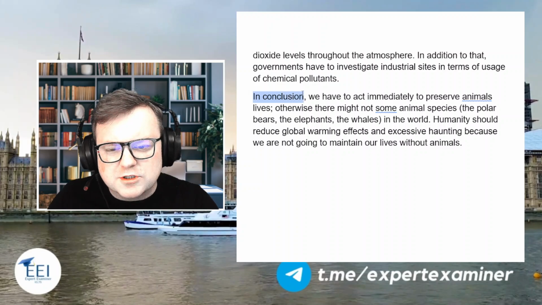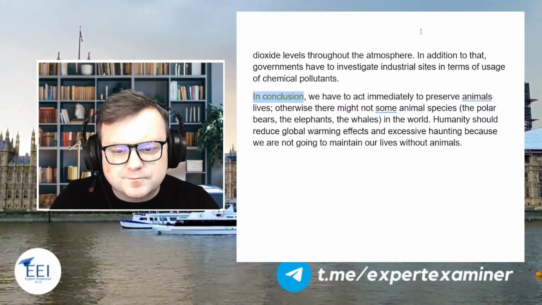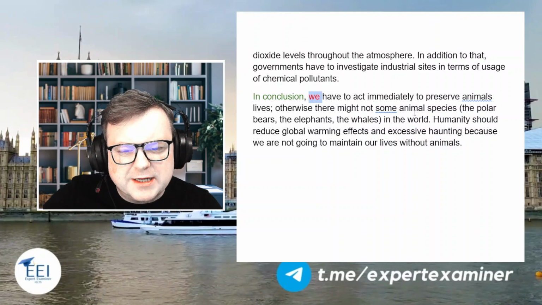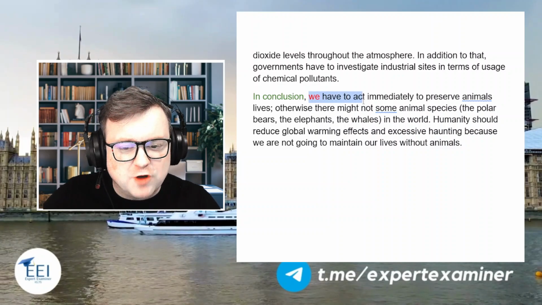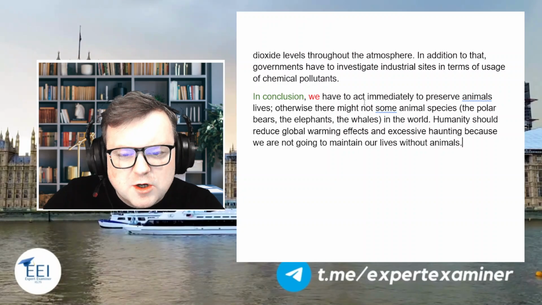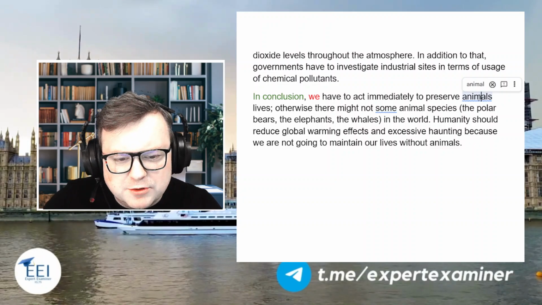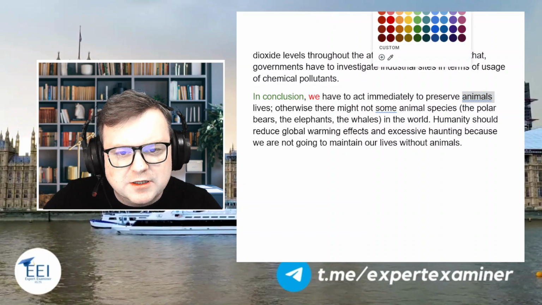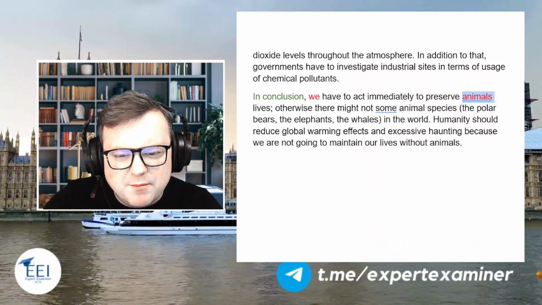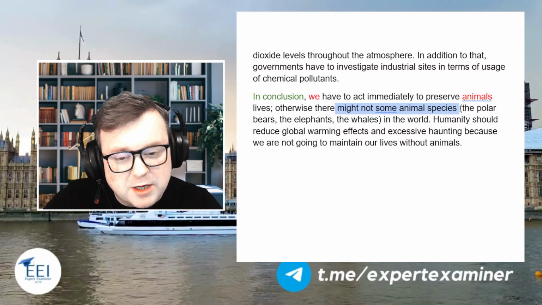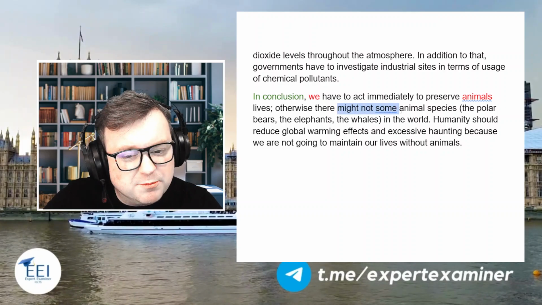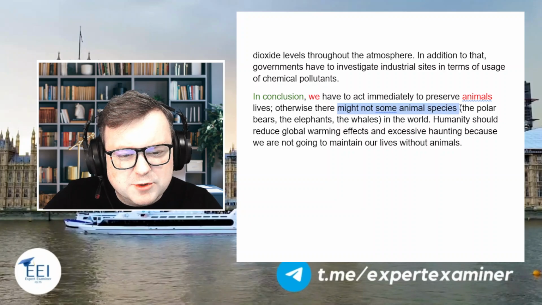In conclusion, good signposting language. We, again, feels a little bit personal. We have to act immediately. Sure, this is a nice reflective comment, but leave that for the end. We want to summarize your main ideas first. We have to act immediately to preserve animals' lives. Otherwise, some animal might not some. Where is our verb here? Okay, we have might as our modal verb, but we need another verb after might. Might not be. There might not be some animal species.